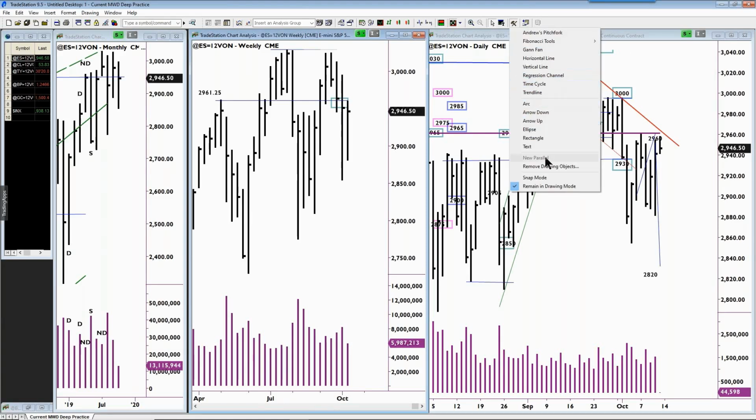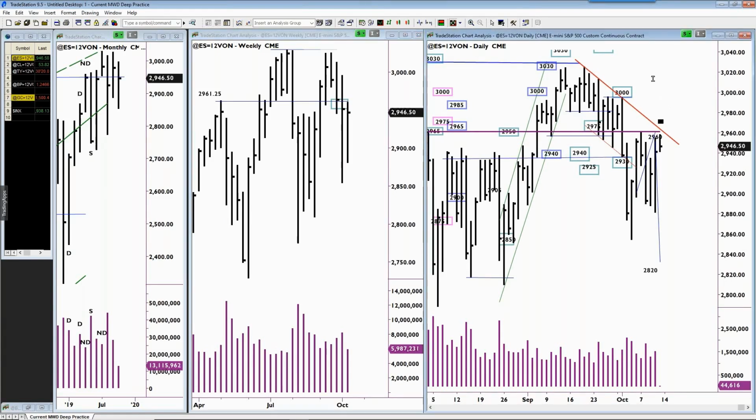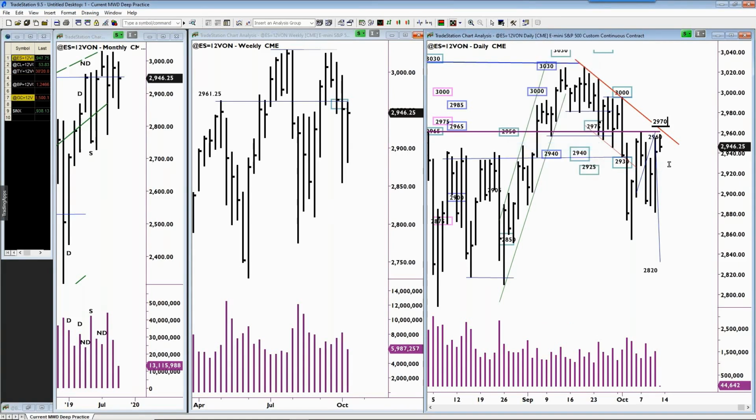So resistance here. Where's my text tool? Just a little higher here at 2970. And for tomorrow, come on, how come I'm not still in this? I should be remaining in drawing mode. Text.